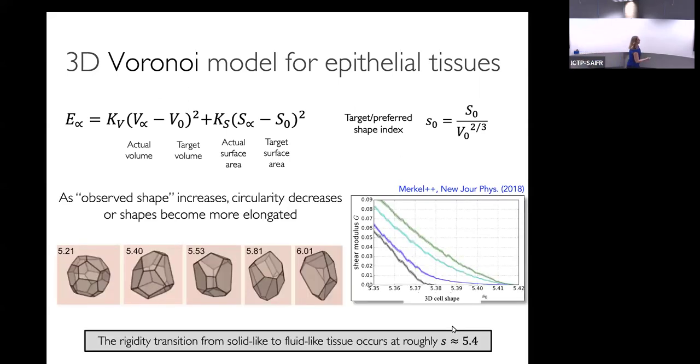And sure enough, this is a plot of the shear modulus versus cell shape. And it's the exact same story. If I have more elongated cell shapes, there's a critical value at which it transitions. And in 3D, the transition point is a little bit more smoothed out by the disorder. I'd be happy to talk to you about why.